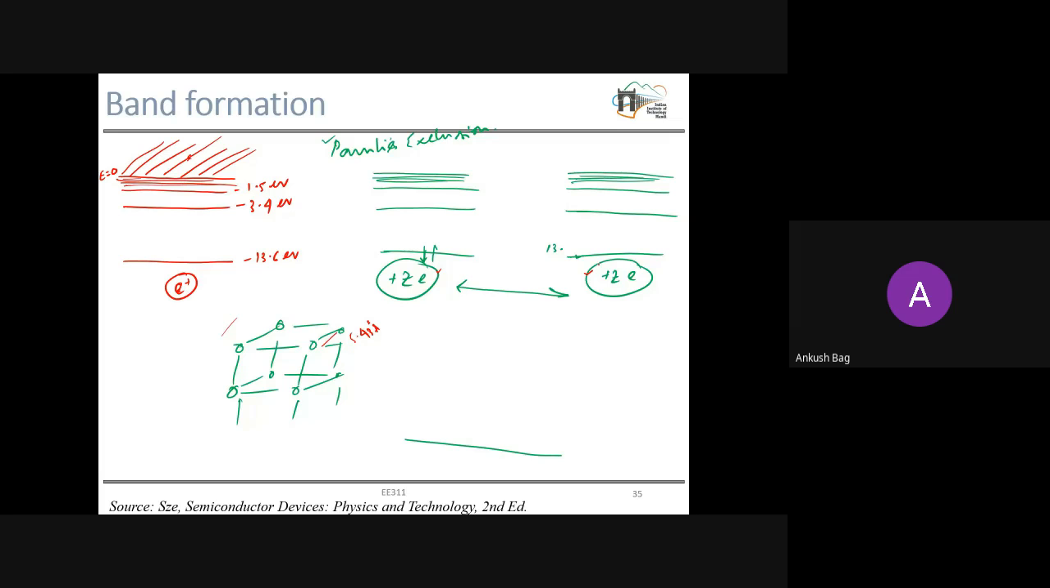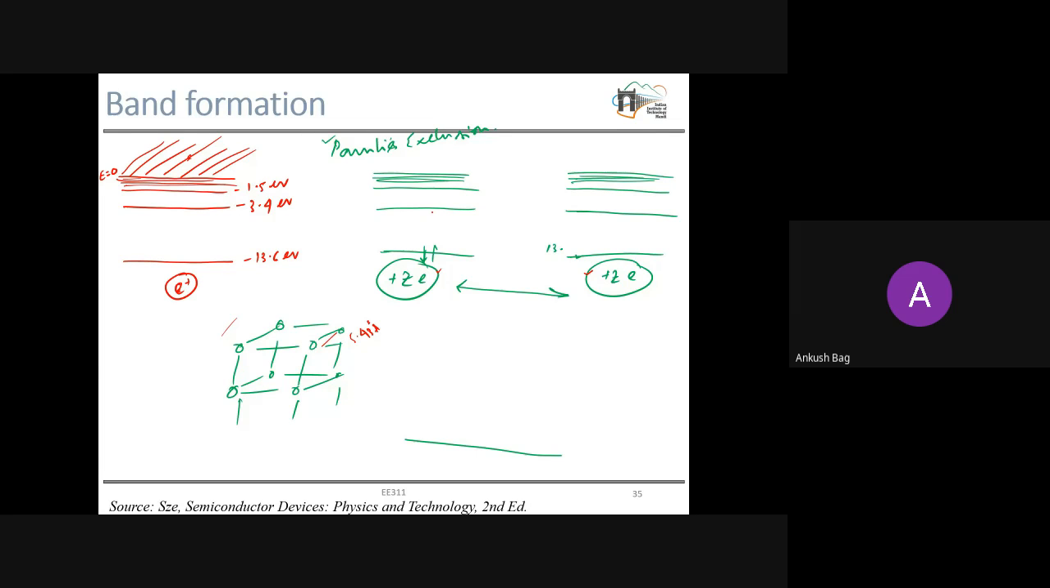That means this atom will see the effect of this atom. And the effect is nothing but Pauli's exclusion principle, which says that no two electrons will have the exact same quantum numbers.